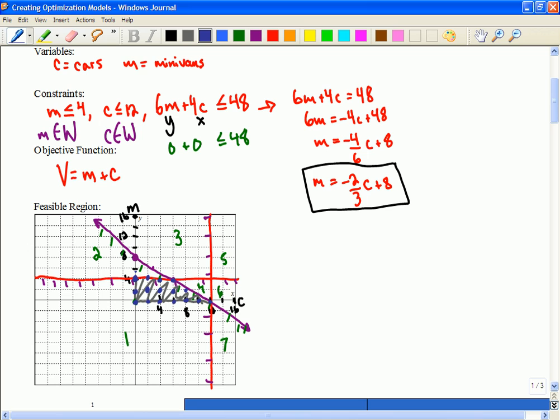So now that we have a picture here, the feasible region, when you hear that word, that just means the region where the answers are, where a feasible answer exists. So that means our gray area that we just shaded in. So feasible is a fancy word for that.